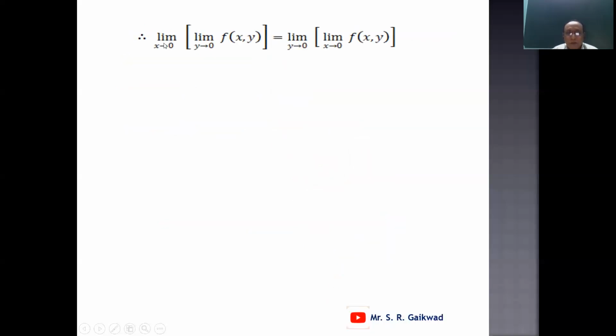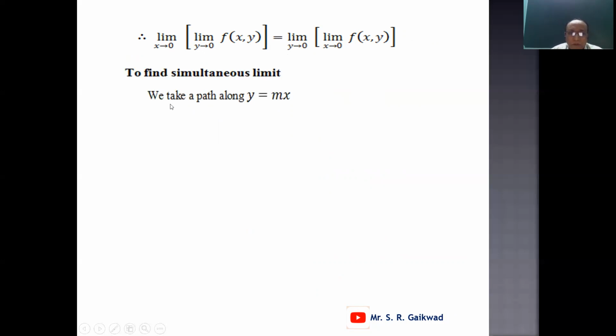Limit as x tends to 0, then in bracket limit as y tends to 0 of f of x comma y, equals limit as y tends to 0, then in bracket limit as x tends to 0 of f of x comma y. It means repeated limits exist and they are equal. Then we can find the simultaneous limit.